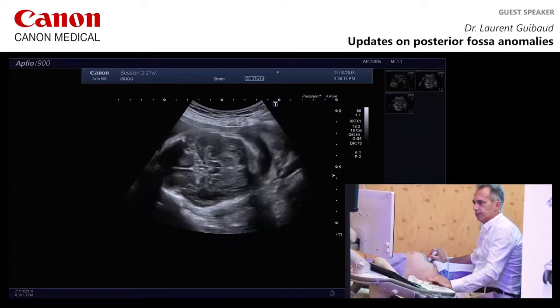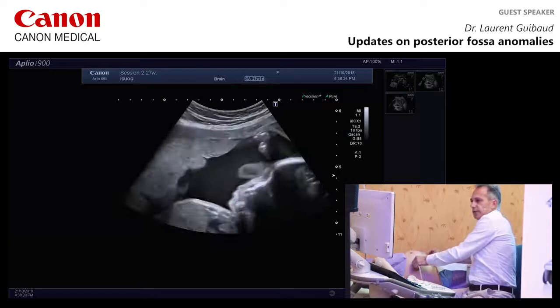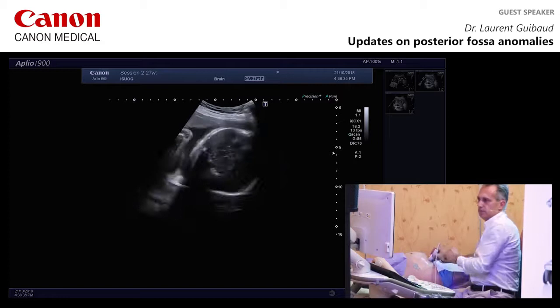We can also move to the coronal plane, but I will try to do it. The patient had a C-section, so it's a little bit painful when I press, so I don't want to press too much. And the baby just moves. It's real life.